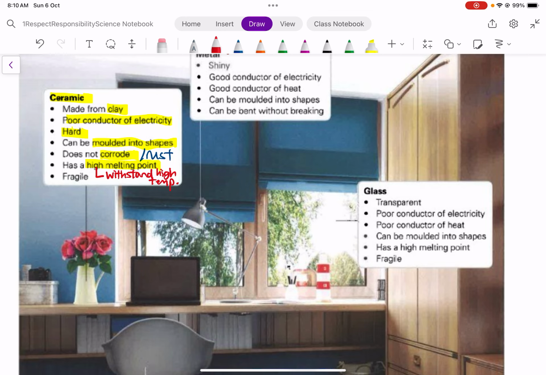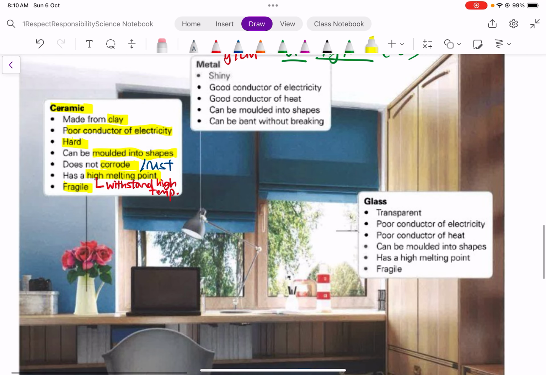Now, ceramics are fragile. Fragile means it breaks easily. So I'm sure you have encountered this before. Your flower pots are made of ceramics. Flower pots made of ceramic are easily broken if you drop them. Okay, so that means ceramic are fragile.